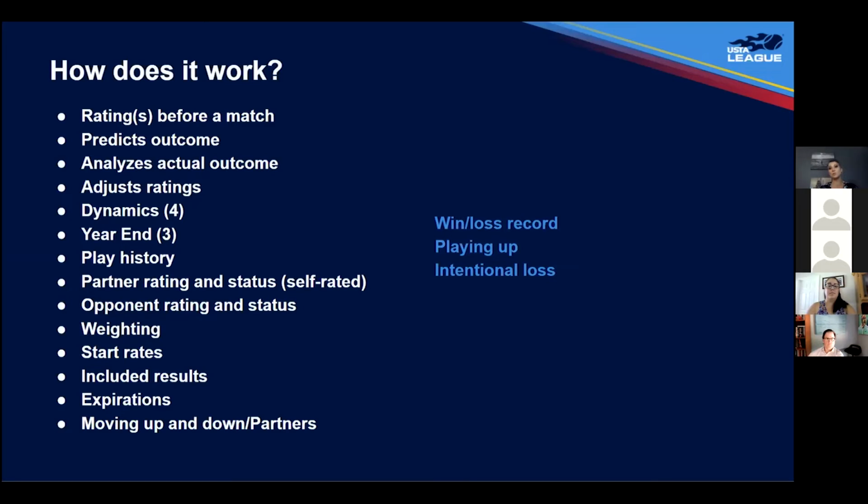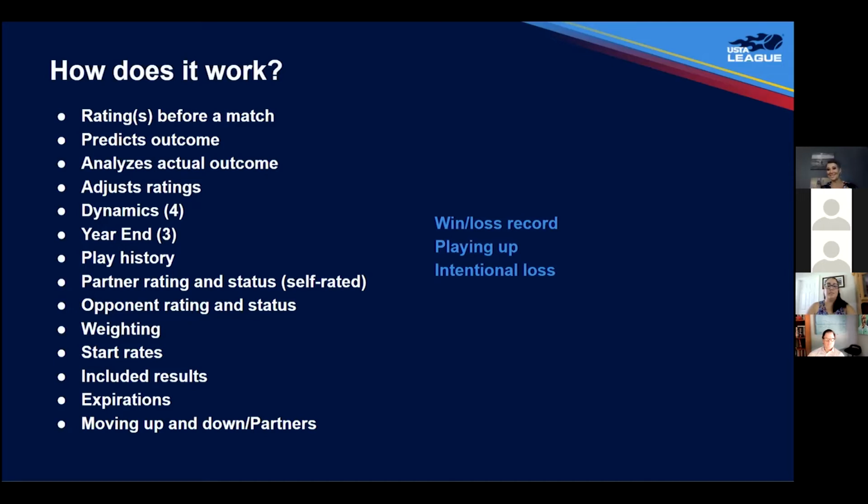Play history is included. I get this question a lot. So your previous history in USTA carries forward year over year in the algorithm in certain ways, and that is factored into your rating. It also does look at your partner rating and their status. So if you're a doubles player and you're playing with a brand new player that's self-rated, that could impact when you're earning dynamics, but it does also look at your partner rating as it calculates doubles.